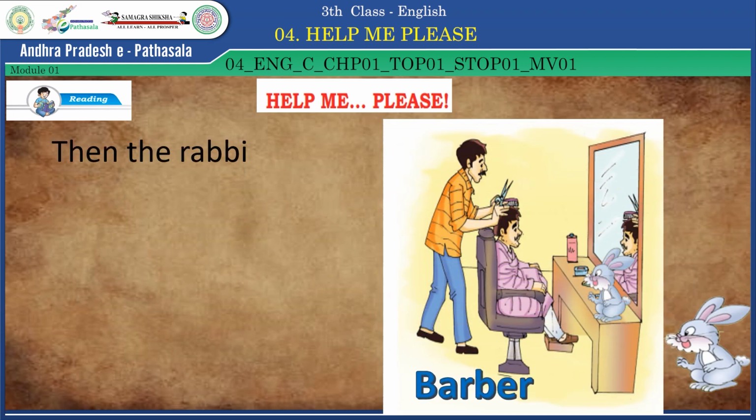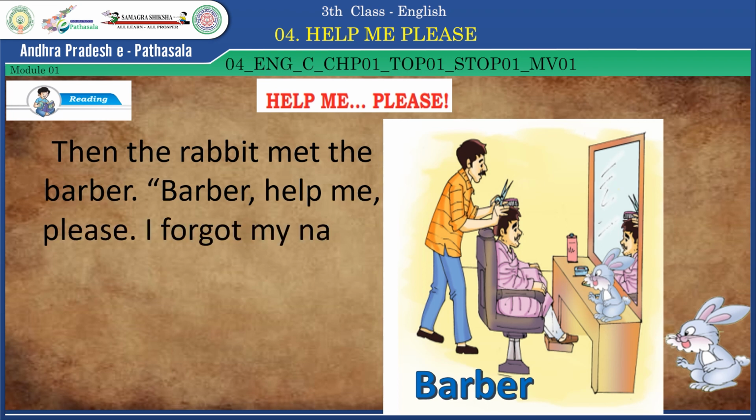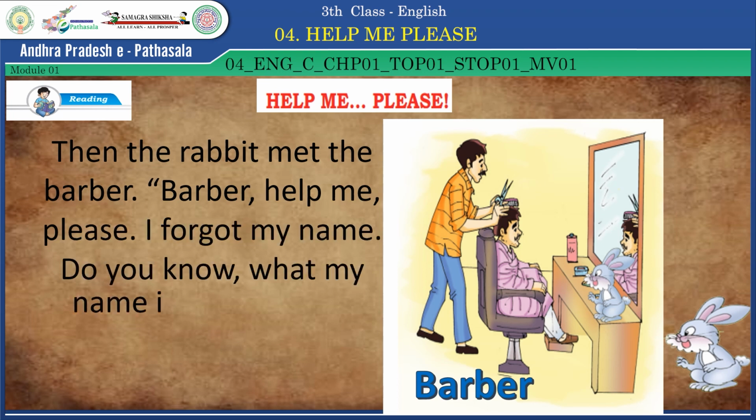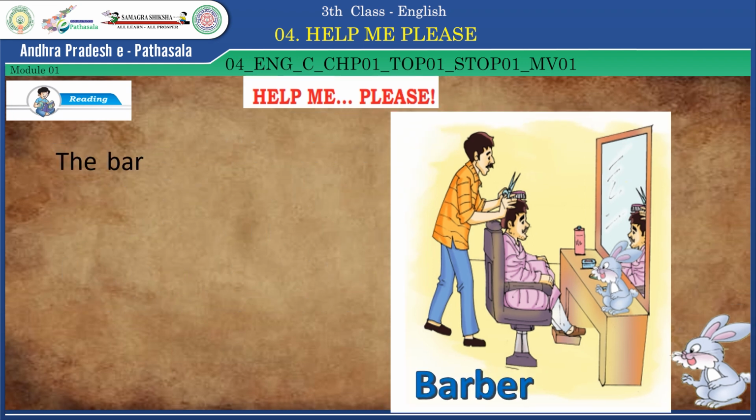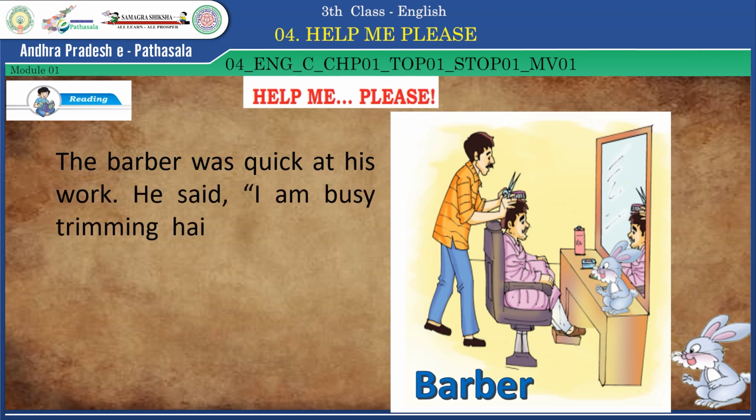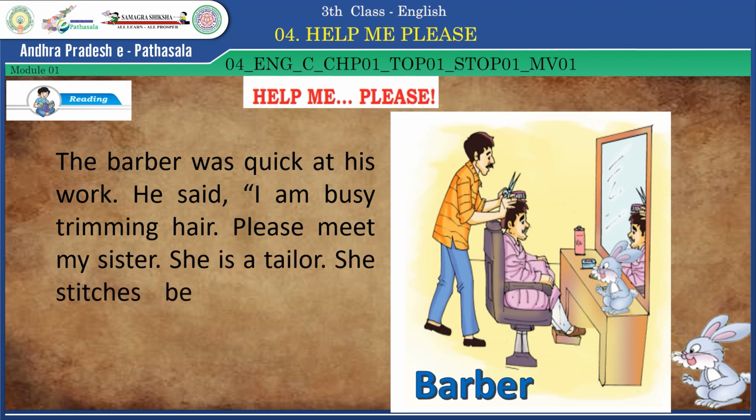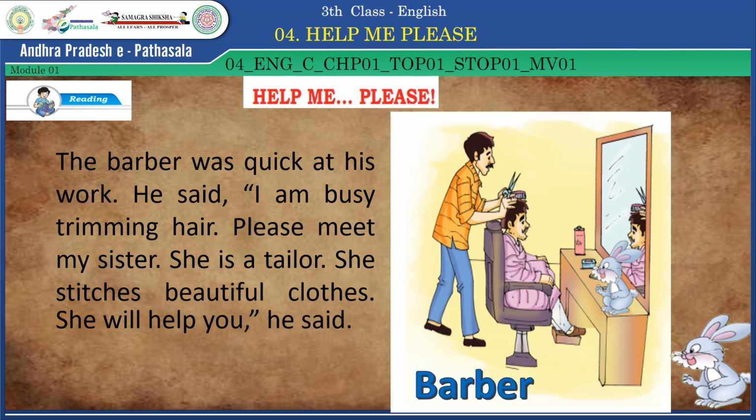Then the rabbit met the barber. "Barber, help me please. I forgot my name. Do you know what my name is?" she asked. The barber was quick at his work. He said, "I am busy trimming hair. Please meet my sister. She is a tailor. She stitches beautiful clothes. She will help you," he said.